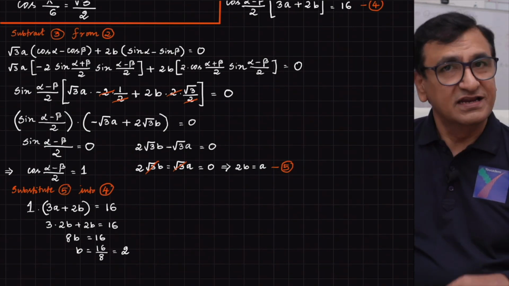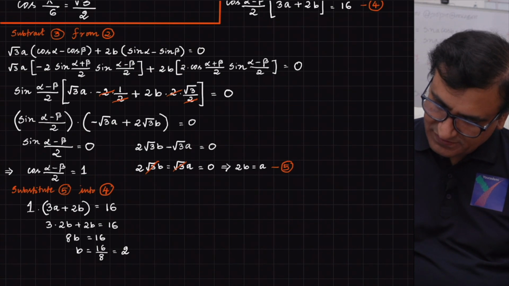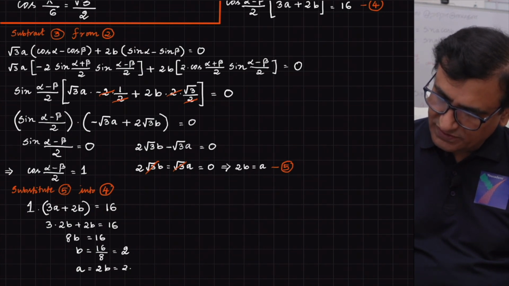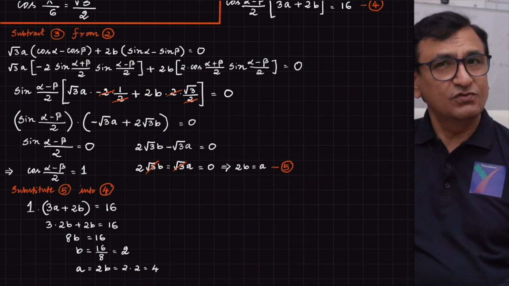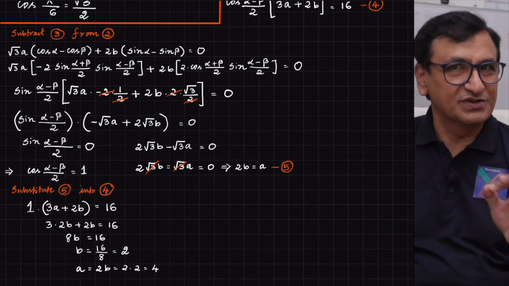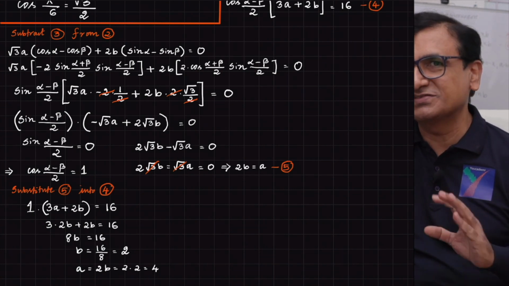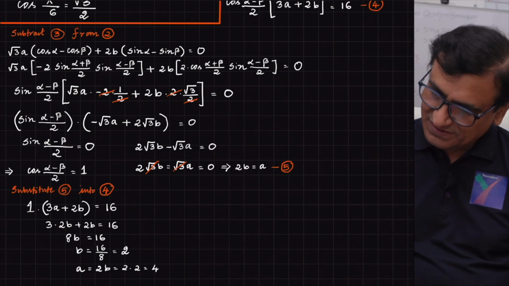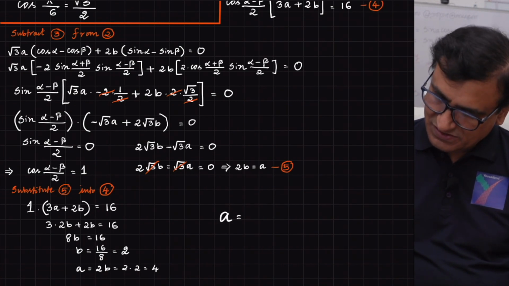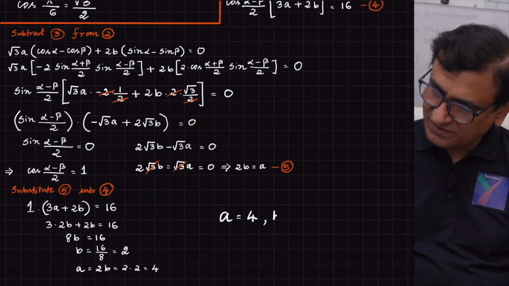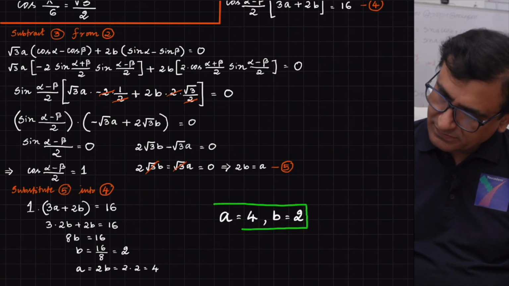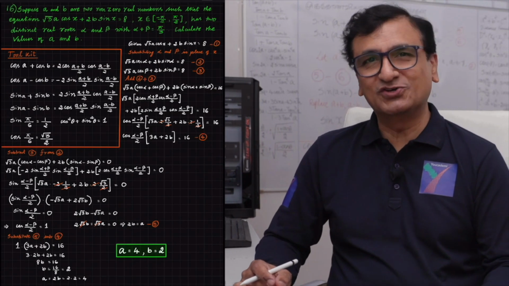b equals 2. Let's come to a. So a would be 2b, right? Equals 2 multiplied by 2 equals 4. So we have a very neat solution for the question, that is a equals 4 and b equals 2. Okay, so let me box my solution, that is a equals 4 and b equals 2. Okay, let's move on to question number 17.